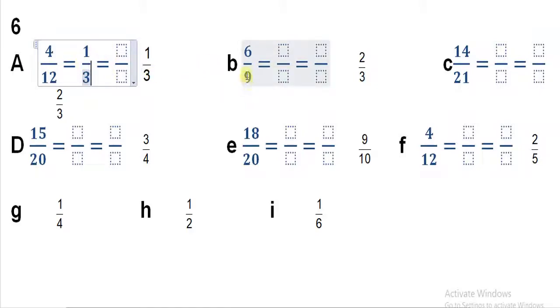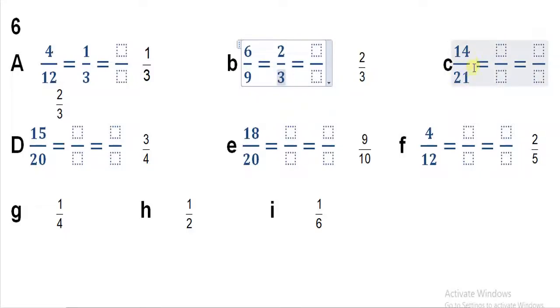For B, we have 6 over 9. We need to divide it by a common factor. The common factor here lies in the times table of 3. So we divide by 3. 6 divided by 3 we have 2. 9 divided by 3 we have 3.